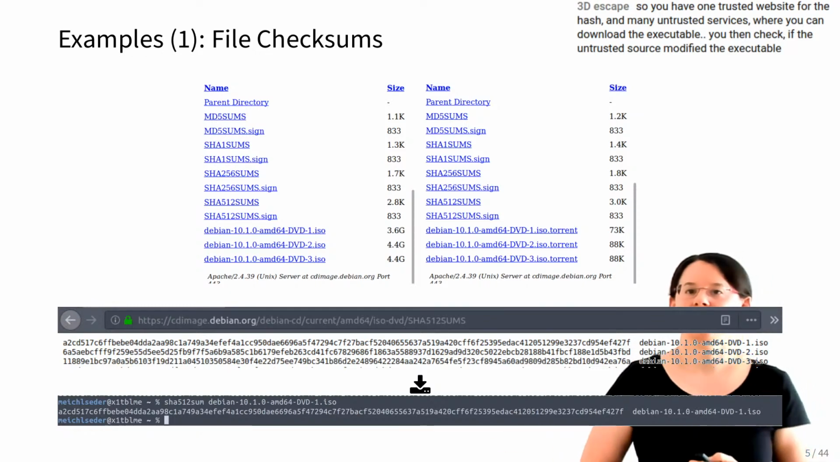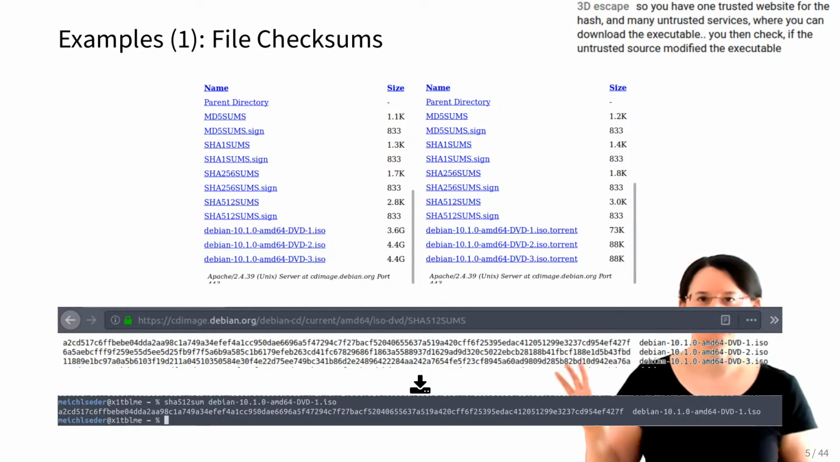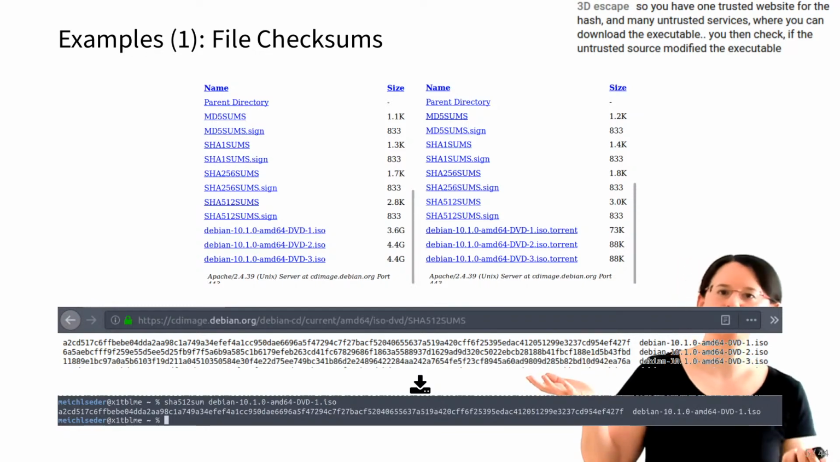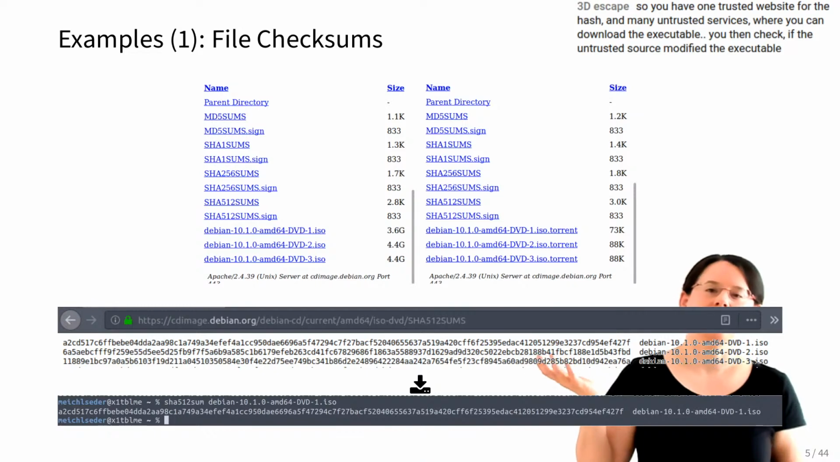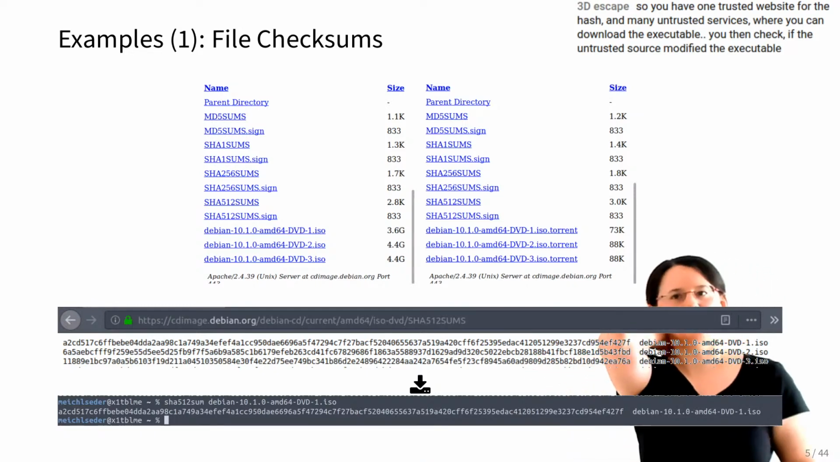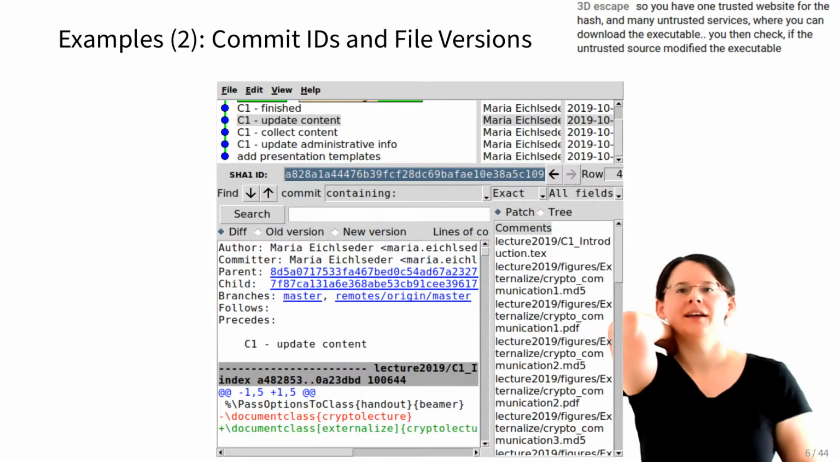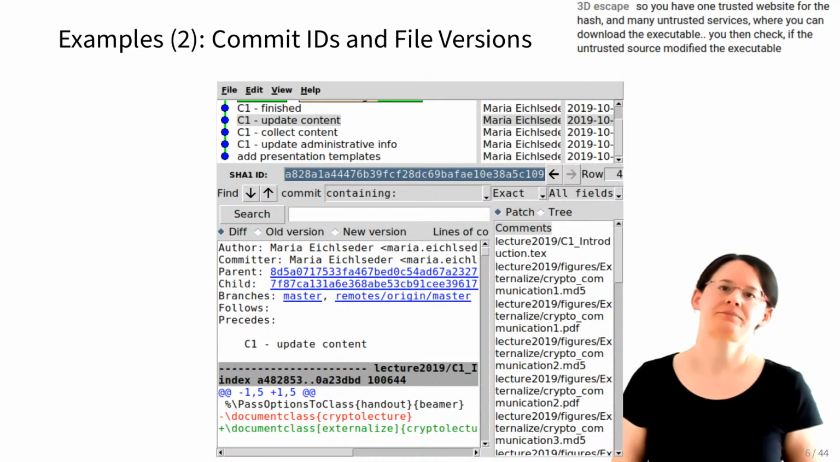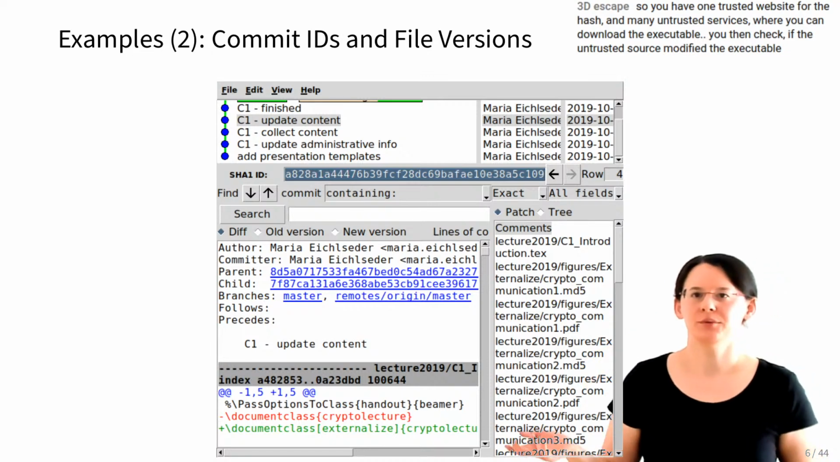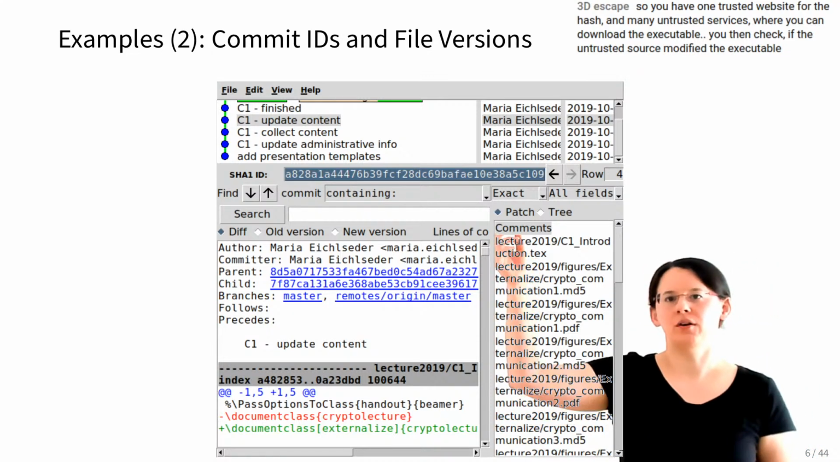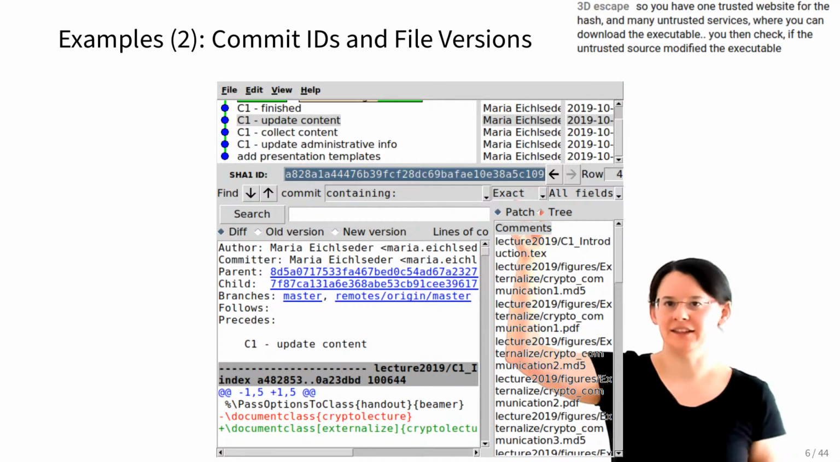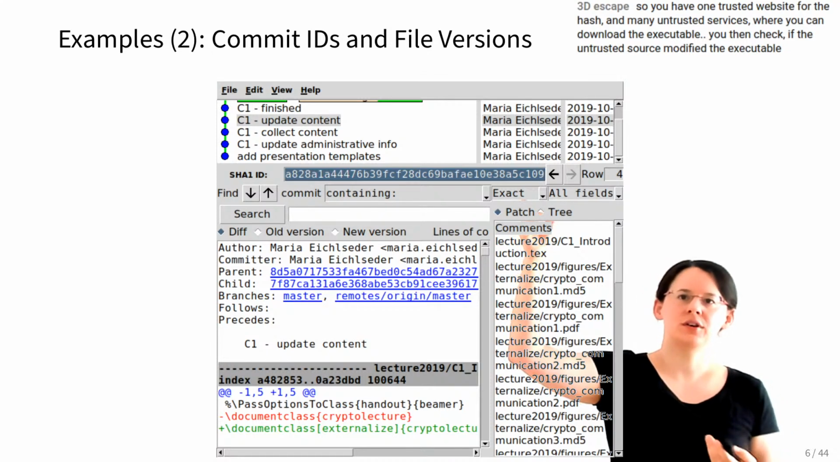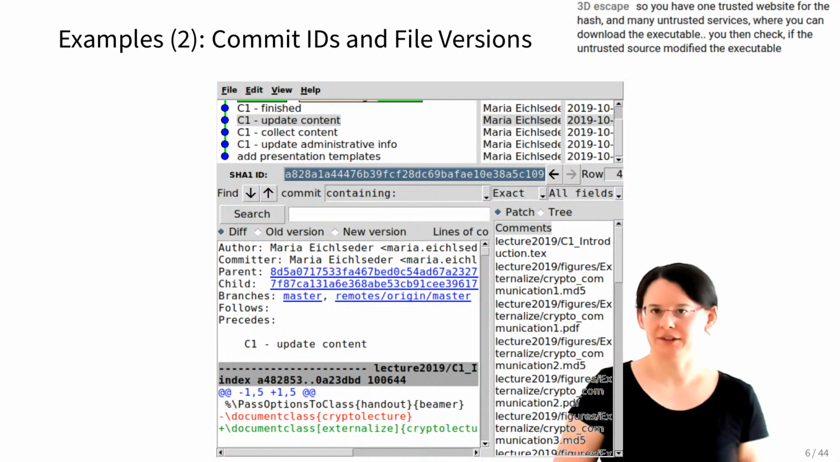Let's have a look at another example where you have actually already seen the output of a crypto scheme. Here in the hash example, the hash value was produced by a crypto algorithm. Another application where you actually see the cryptographic output is if you're using Git. In Git, you will, of course, know that all commits have a particular ID. And this ID is also a particular type of hash over the contents of this update.